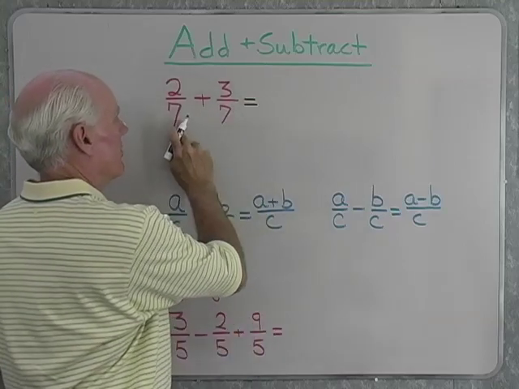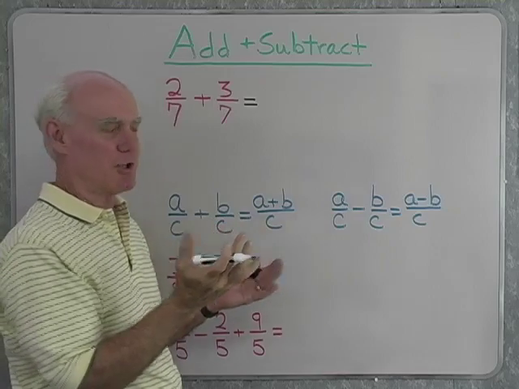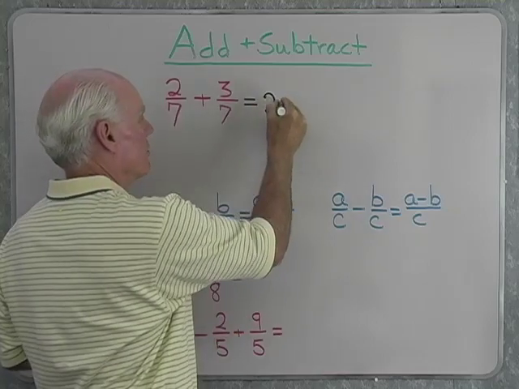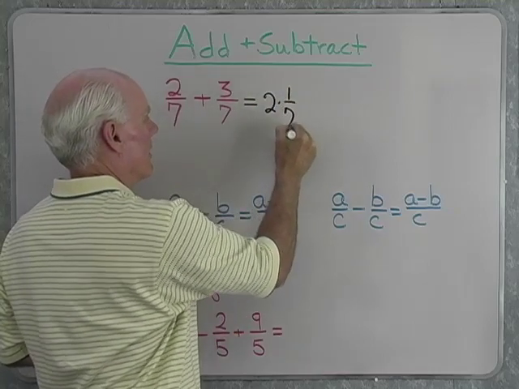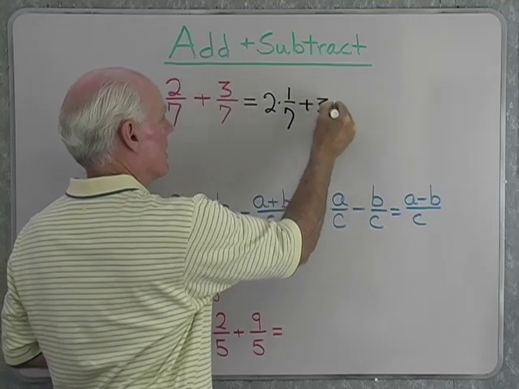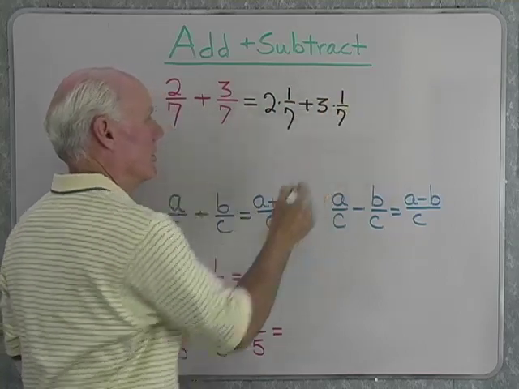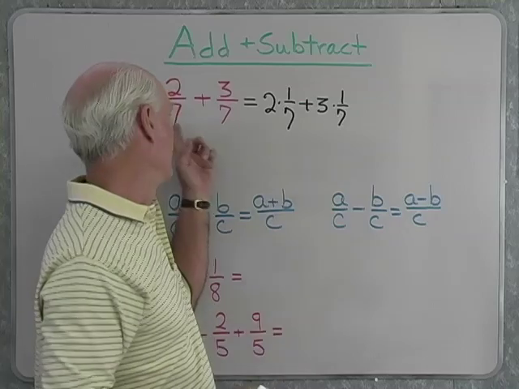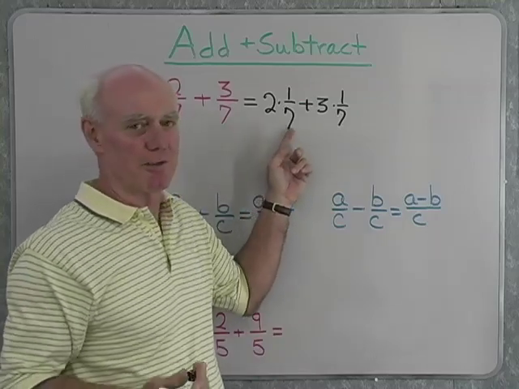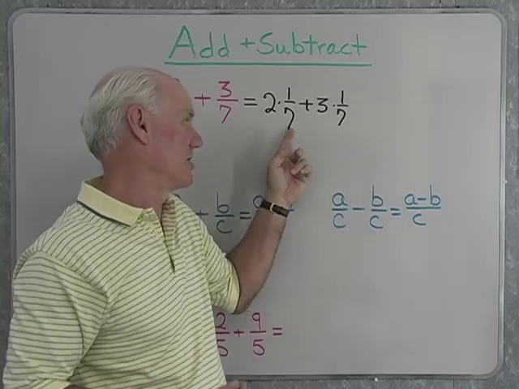We know that dividing by 7 is the same as multiplying by 1/7, so I'm going to write this as 2 times 1/7 plus 3 times 1/7. We can do that with fractions whenever we want. Dividing by 7 and multiplying by 1/7 is exactly the same thing.